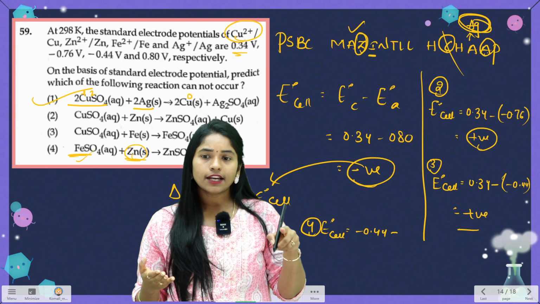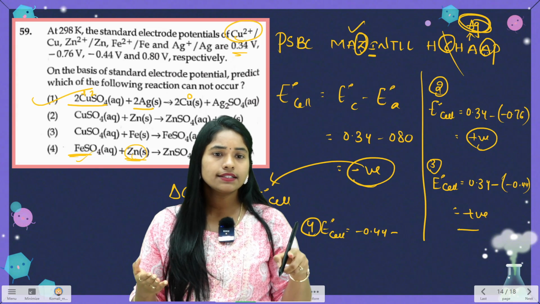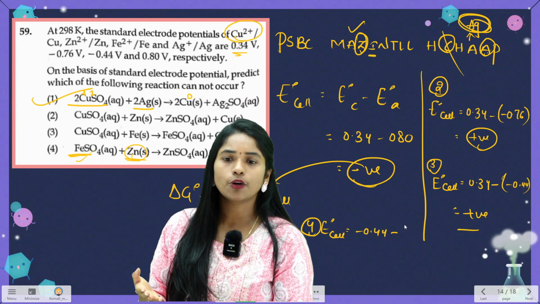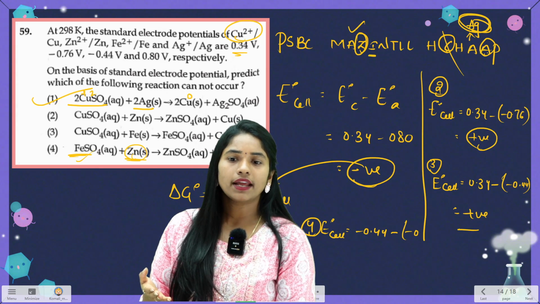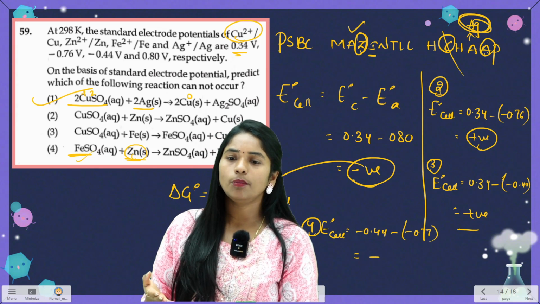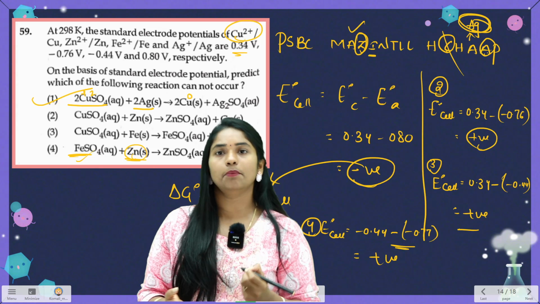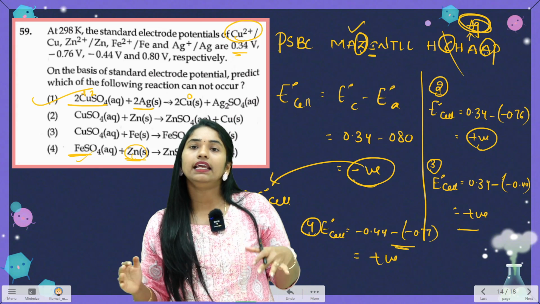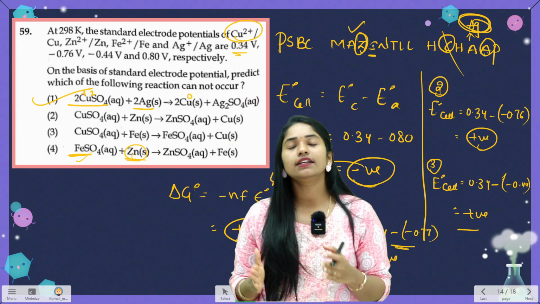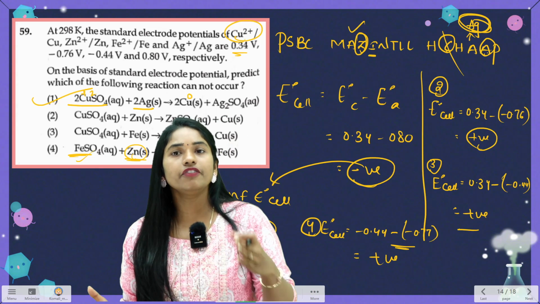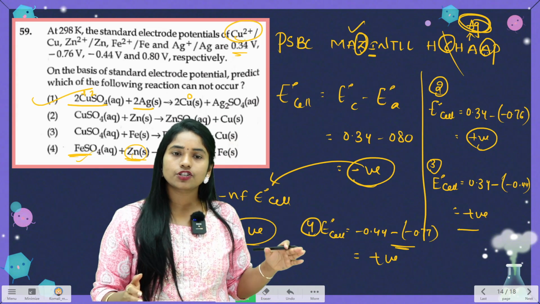No, zinc is actually the second value, right? Zinc is the second value. What is the second value? 0.76 minus 0.76. So again you will be getting a positive value because of the higher number value. Done. If the E naught cell is positive, then that reaction is possible. If E naught cell is negative, that reaction is not possible.